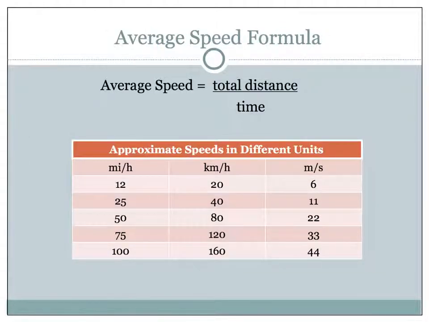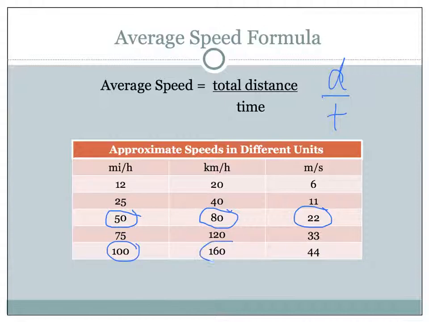Here's our average speed formula. I already told you we usually do d over t. And here's some examples of different units of speed at ones you're used to. So you know what 50 miles per hour is, but you might not realize that you're driving 80 kilometers per hour at that point, or 22 meters per second. All three of those represent the same speed, same distance covered per unit time. They're just different units. So if you're driving 100 miles per hour, that's 160 kilometers per hour, or 44 meters per second.